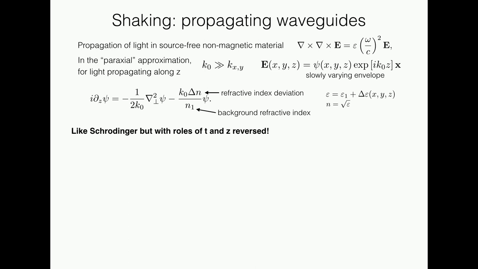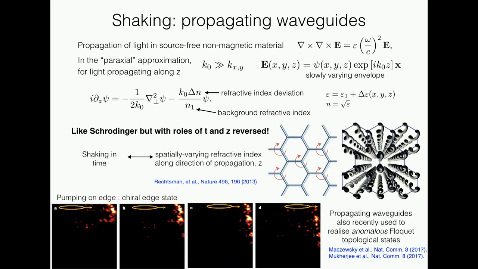So now, where you would be modulating time, what you can do is modulate something in space, and this was realized in the Technion in Israel, where they took a lattice of propagating waveguides and they shook the waveguides by changing the refractive index of the waveguides along the propagation direction. And so by this analogy, this z-t, shaking the waveguides as they travel is the same as shaking them in time, and therefore realize that Haldane model that I was talking about in cold atoms.